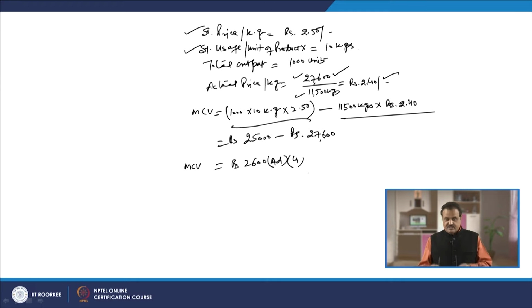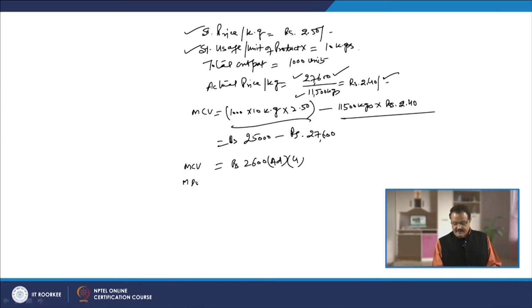Very simple information. You are given the output, that is 1000 units. You are given the standard input, that is 10 kgs for 1 unit. So, the total input is 10,000 units, and the price per unit is 2.5. In the second case we have got the actual information also. Actual input is 11,500 kgs, and the actual price we have paid is 2.4. So, what has happened? In case of the standard, the requirement was 10,000 kgs and the price was 2.5. In the actual, the input quantity has increased, but the price per unit has decreased, but still the variance ultimately is negative, that is 2,600 rupees.